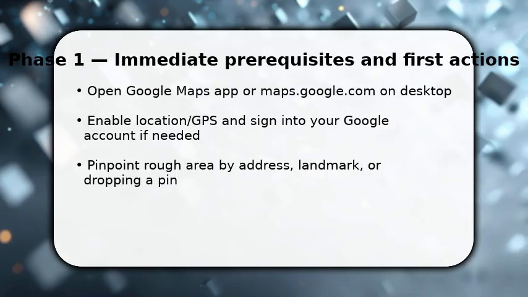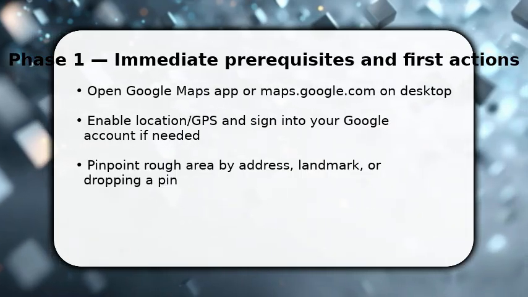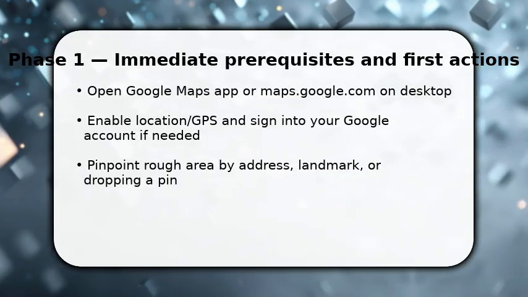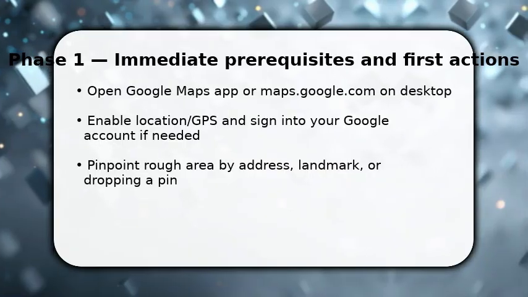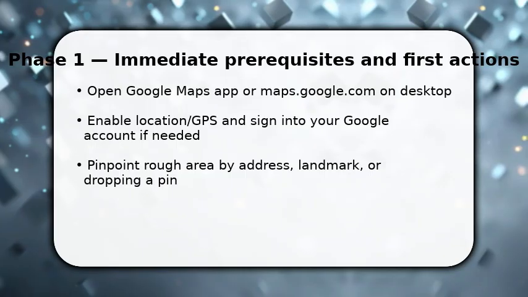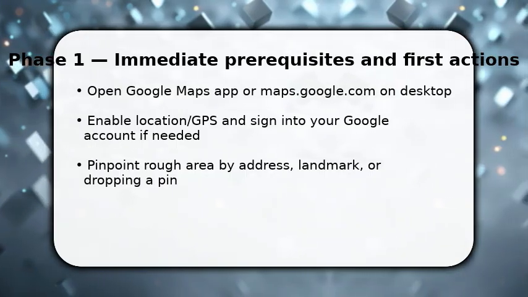First, search an address or long press to drop a pin on the map. This creates a marker. Once done, zoom and pan until the marker sits exactly where you want the coordinates. This first step places a persistent point so you can read exact GPS values in the next steps.